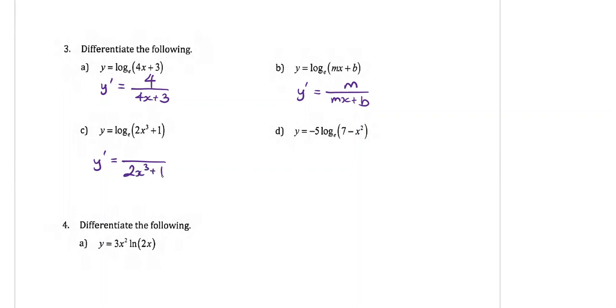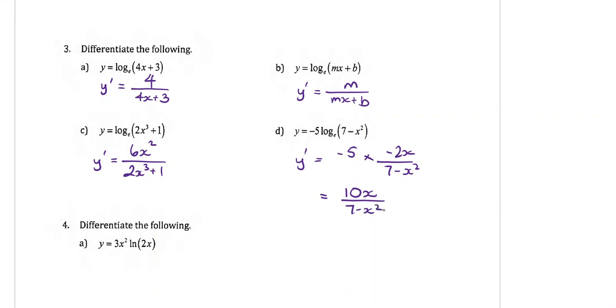C. The function goes on the bottom. The derivative goes on the top. What's the derivative? 6x squared, correct. And D, the minus 5 is sitting out the front, multiplied by my fraction. The 7 minus x squared, the function is on the bottom. The derivative on the top, what's that? Negative 2x. Then negative 5 times negative 2 makes a positive 10x over 7 minus x squared.